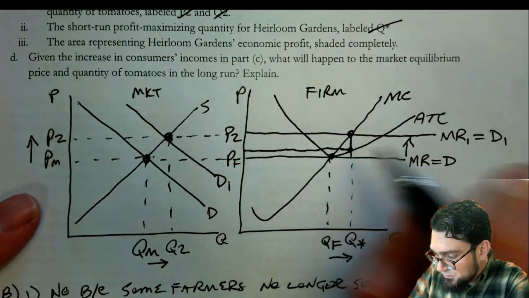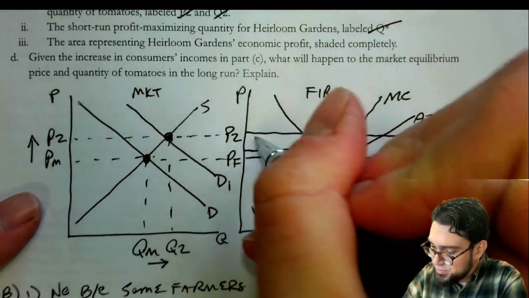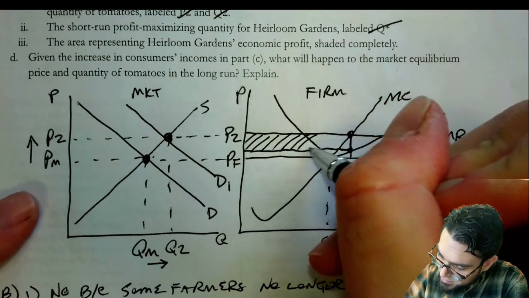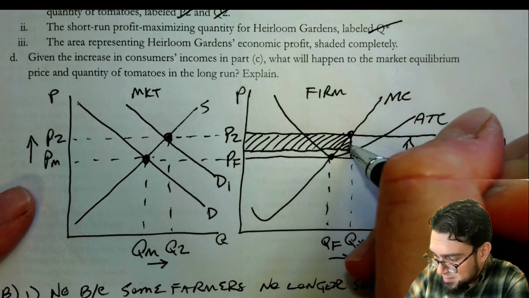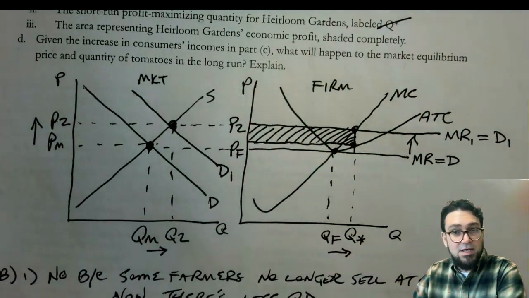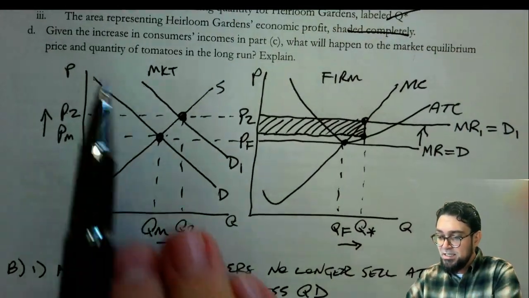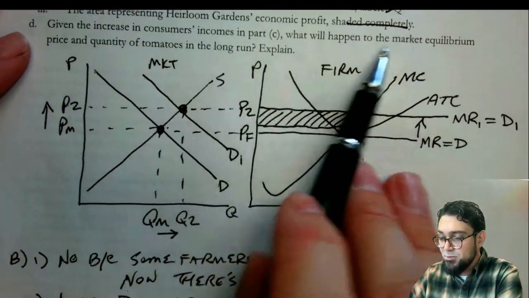And remember, we've got to be very, very careful that we are ignoring this old MR equals D. He is dead to us now, and I am shading completely here, or at least I'm trying to with my ink pen. I do not want to go down to that old MR equals D because he doesn't exist. He's dead to us, right? So shaded completely, done.